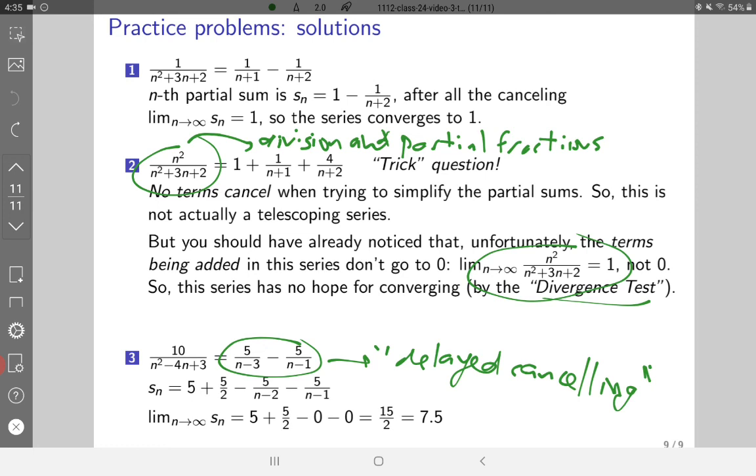So you look at all the canceling happening, I see that there are 2 subtracted terms left over from that delayed canceling that I was just referring to. And then take a limit as n goes to infinity, those terms disappear to 0, and so everything adds up to 7.5, 15 halves.